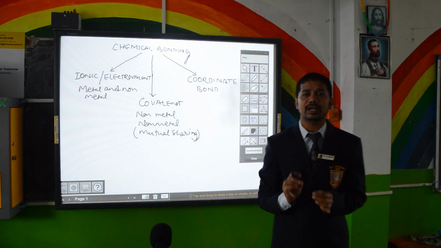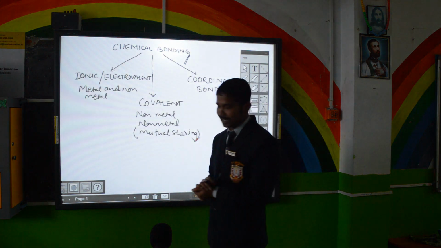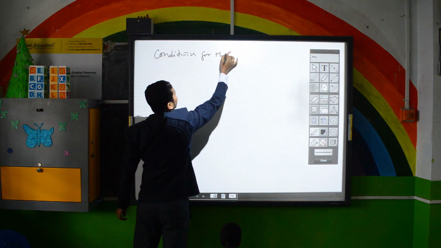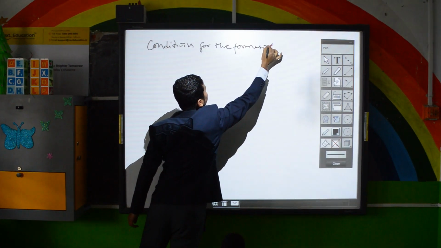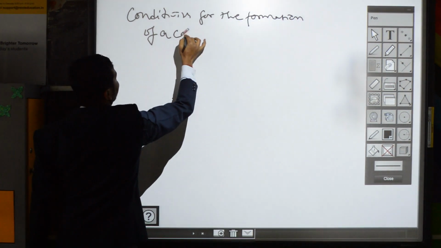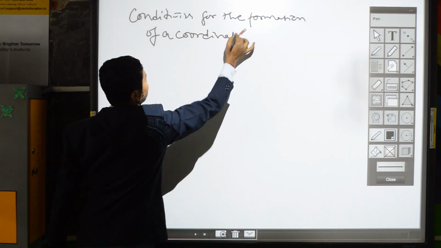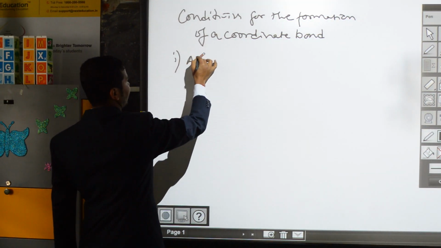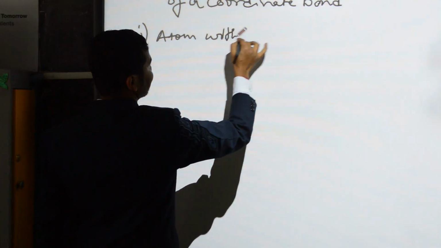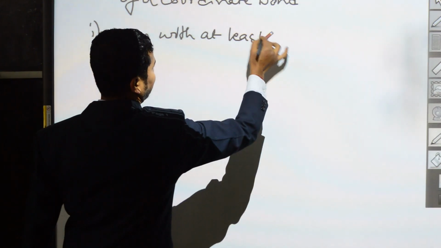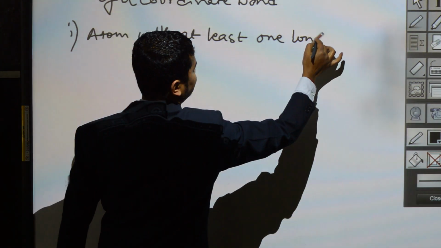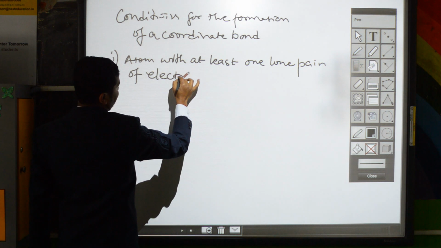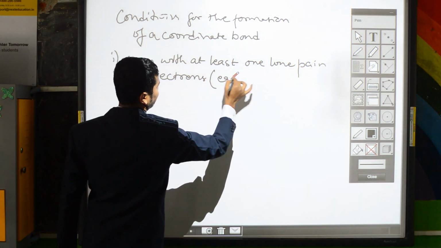Now, what are the conditions required for the formation of a coordinate bond? Let me write. For the formation of a coordinate bond, number one is atom with at least one lone pair of electrons. Example, water.